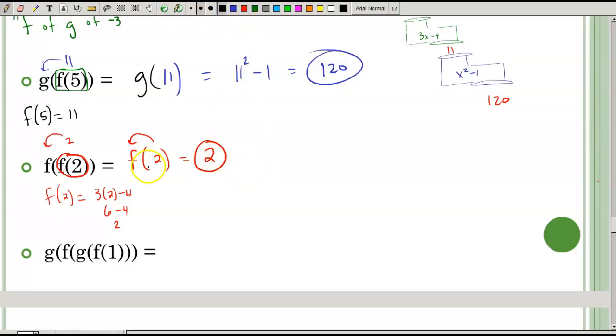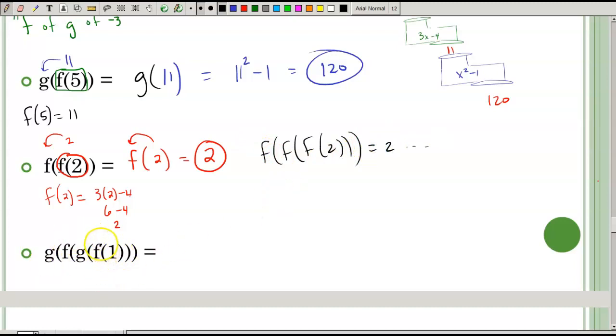In fact, you can see here that there's this relationship that if I plug in 2, I get 2. So you could maybe predict what f of f of f of 2 is. If I'm getting 2 every single time and I'm doing it 3 times, the answer is always going to be 2, right?